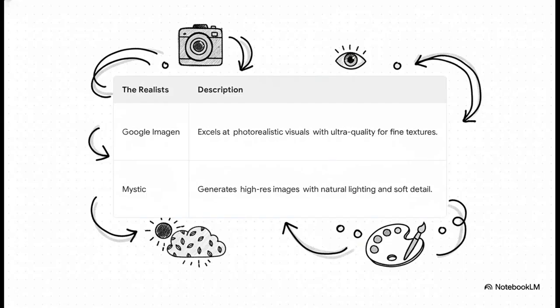So, say your goal is pure, jaw-dropping realism. Well, you've got amazing options. There's Google Imagen, which is an absolute beast at creating lifelike images with insane detail. I'm talking, you can see the texture on a piece of fabric. And then you have Mystic, which is a master of natural light and soft details for these beautiful high-res photos.